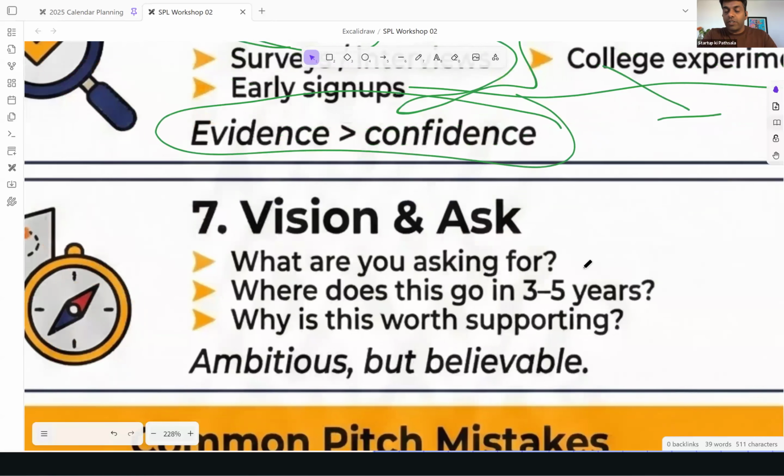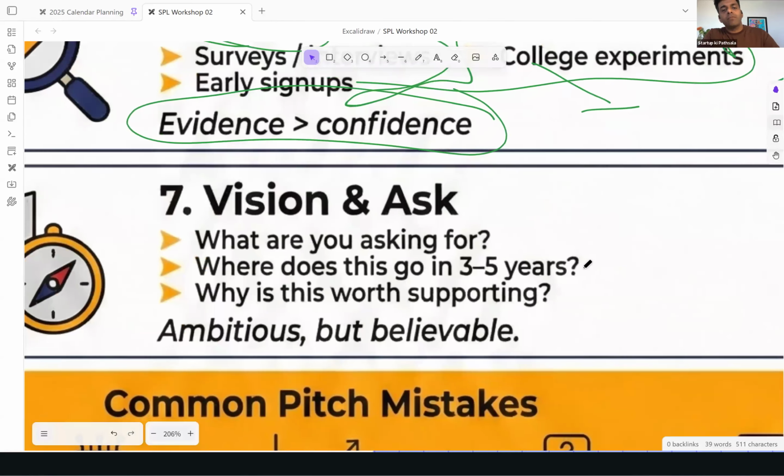The last piece is on the vision and the ask. This is coming purely from a funding perspective. If you are showing the same PPT to an investor, at the end you have to say what you need, what amount you want and how much you want and all that stuff. So what are you asking for in terms of the money?